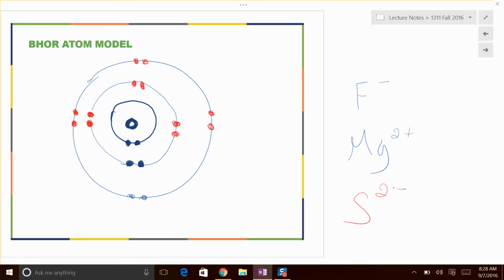What type of ion will everybody in the first column of the periodic table become? What will be the charge of all of those metals in the first column when they lose an electron? +1. How about everybody in the second column? +2. Okay? So you see how the periodic table is your friend? It tells you what type of ion they will become.